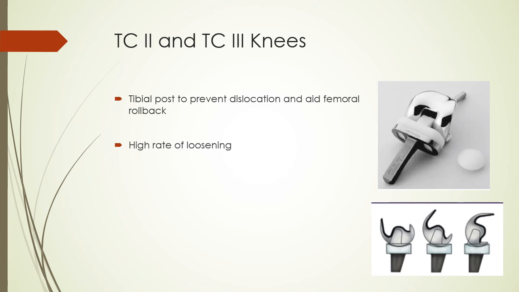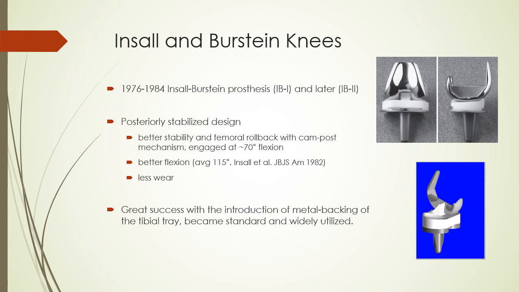The Total Condylar design actually had a couple of later generations to address some of the issues. The most significant improvement in feature was the tibial post with a box-in design. This was targeted to prevent dislocation and aid femoral rollback to achieve high flexion. But still, with these generations, loosening remained a clinical issue. Later, Insall and Burstein designed the IB knees.